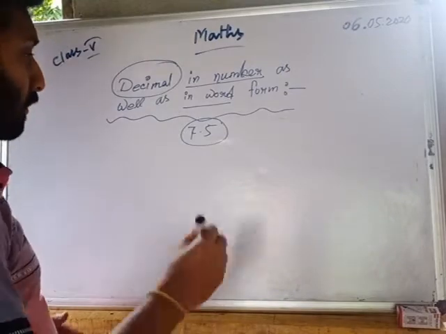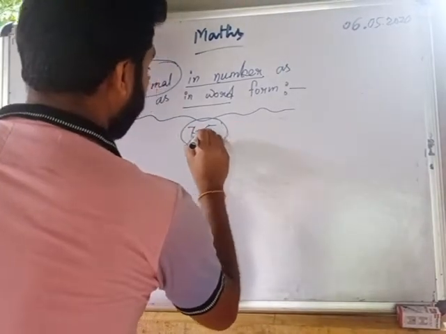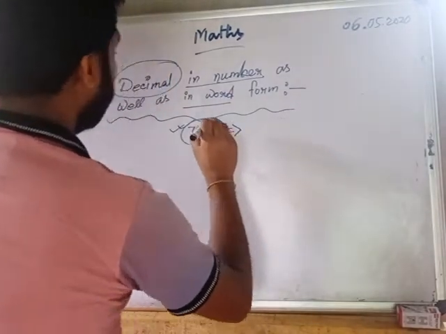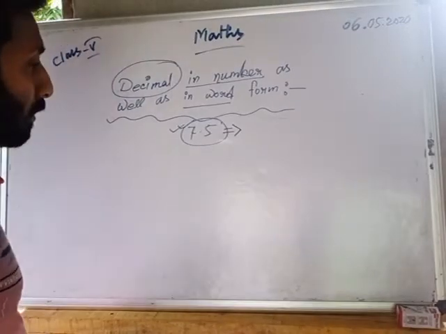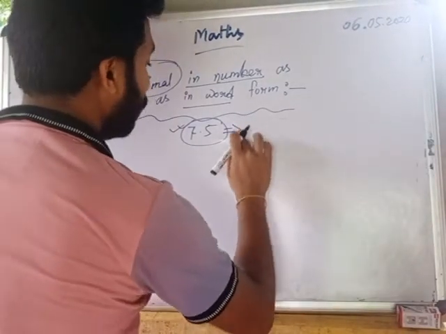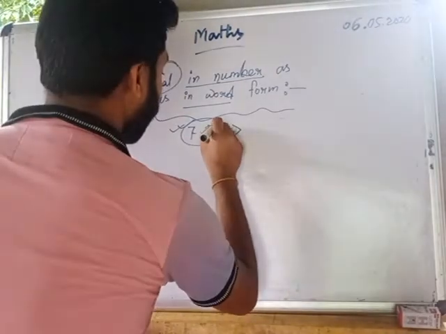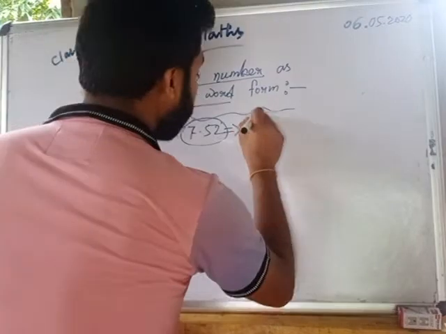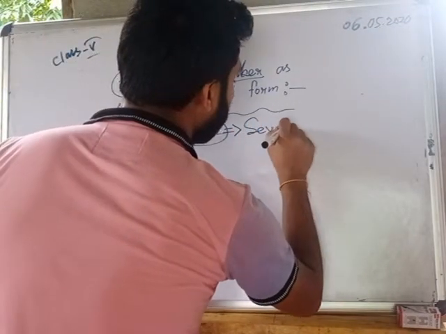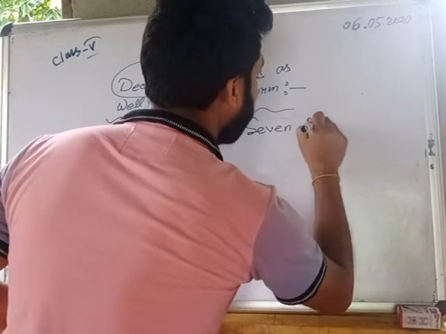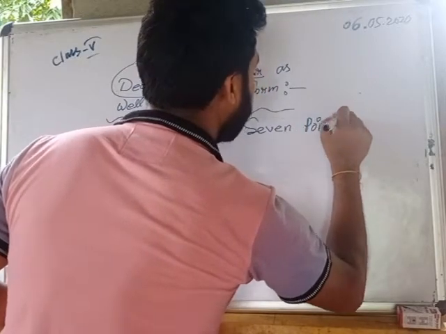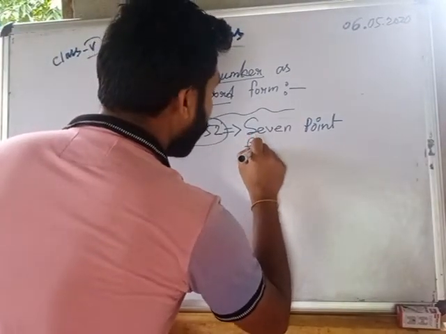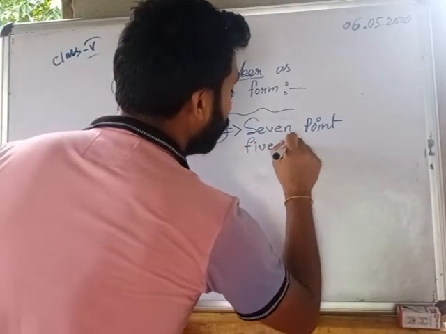That is the number form of a decimal. If we tell it in word form, for 7.5, or if it is 7 and after 7 it is 5.2, it is 7 point, not 52, say just 5 2.